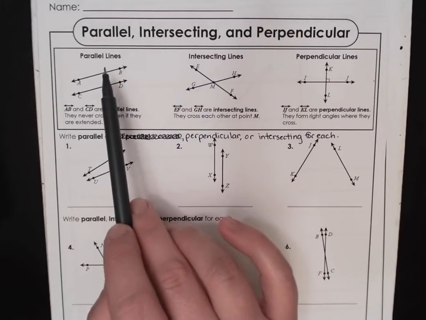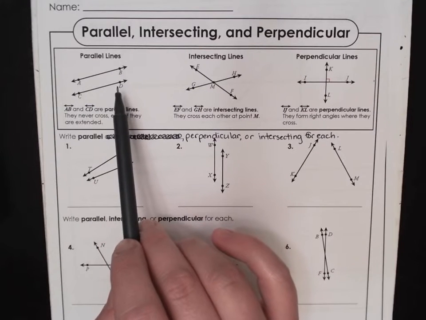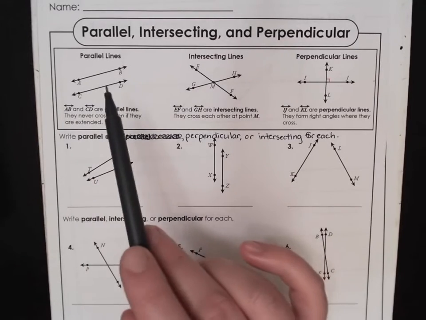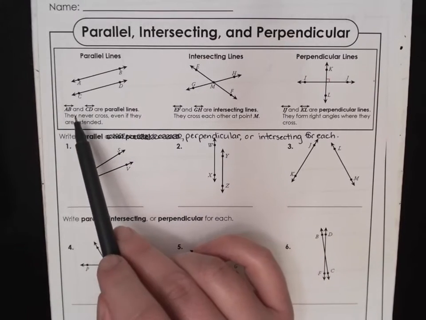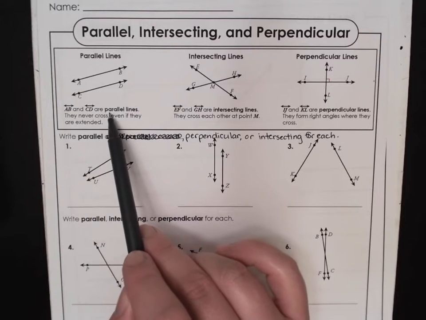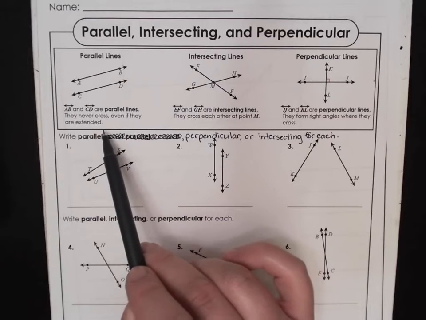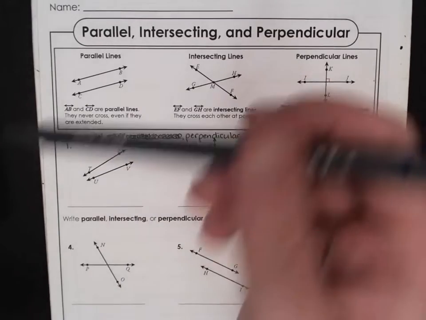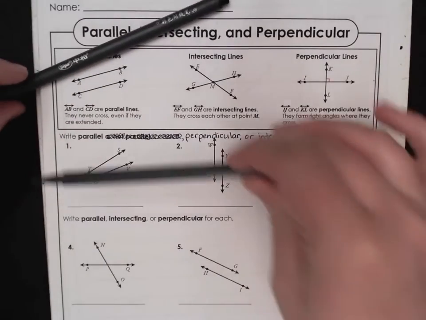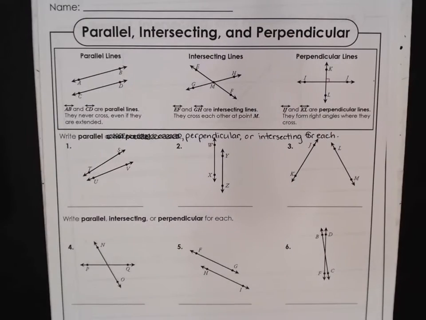So here's the first one. I see 2 lines here that are not touching and they are evenly spaced out and both pointing towards the left and the right. So this says line AB and line CD are parallel lines. They never cross even if they are extended. So what that means is you could continue this line forever in both directions, same with this one, and since they're evenly spaced, they're never going to cross.